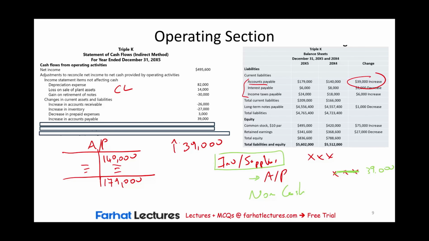Well, it means if your current liabilities, if your accounts payable went up, you are operating the business without paying cash. As a result, you add the change. You add the change because you purchased inventory and supplies and goods by crediting accounts payable, by not using your cash. That's good. Now, what would you say if we had a decrease in accounts payable?